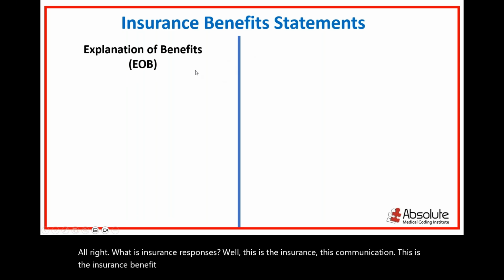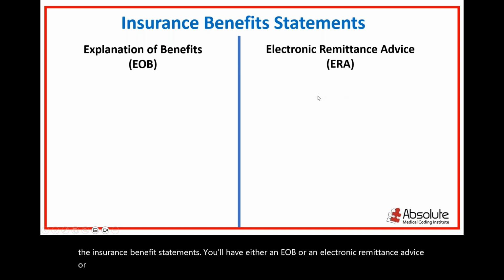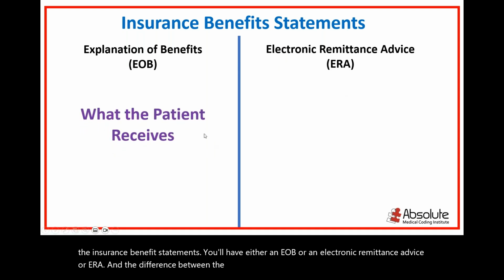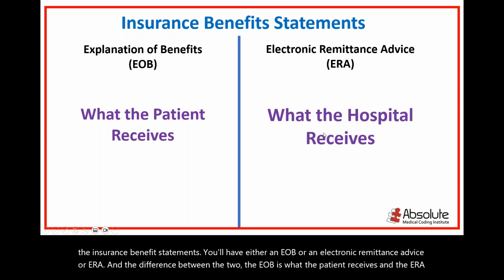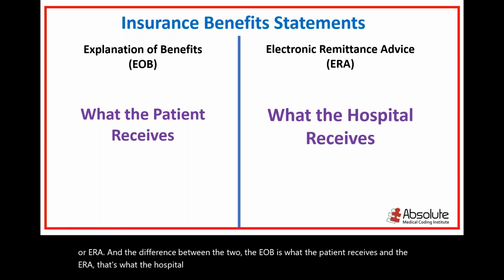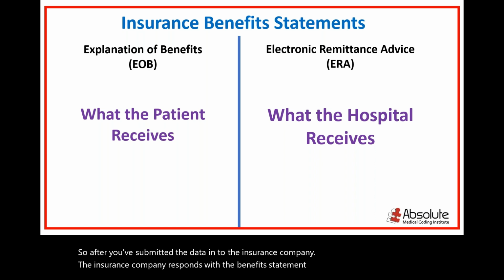You'll have either an EOB or an electronic remittance advice, or ERA. And the difference between the two? The EOB is what the patient receives, and the ERA is what the hospital receives. So after you've submitted the data, the insurance company responds with the benefit statement: EOB to the patient, ERA to the hospital.